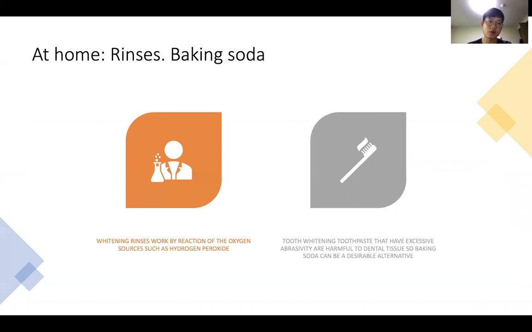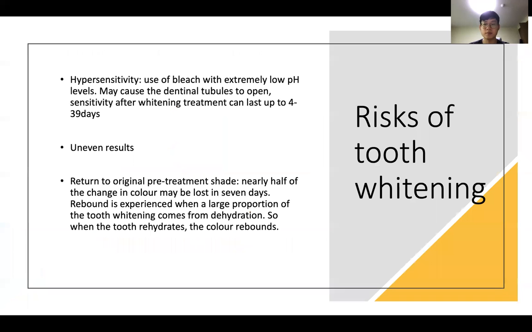The second way that can be done at home is through rinses and baking soda. Whitening rinses work by a reaction of oxygen sources such as hydrogen peroxide. And in the case of baking soda, because tooth whitening toothpastes that have excessive abrasiveness are harmful to dental tissues, we can use baking soda as a desirable alternative.